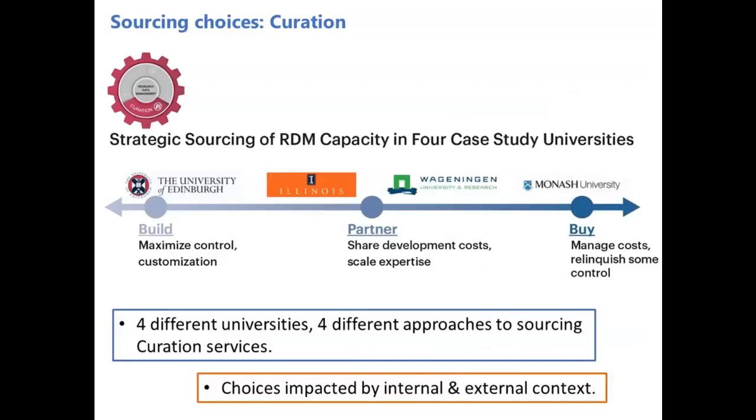So let's have a look at some sourcing choices in the context of our case study partners. And here we're focusing on curation services, so that's one part of the RDM service space. In this figure, we marked out three sourcing options for RDM curation service provision. Starting on the left, the first is to build it locally, or in other words, internal sourcing. Then we split the external sourcing option into two choices. You can externalize it to a cooperative effort of partner institutions, or you can externalize it to a third-party provider, such as a commercial service.